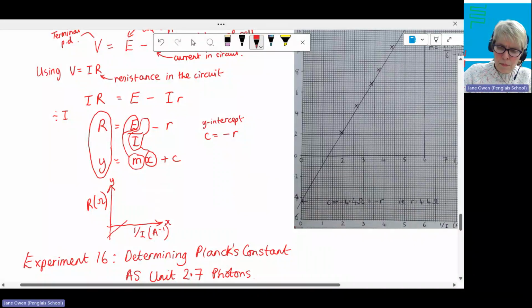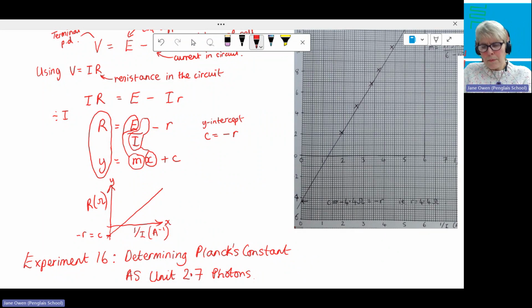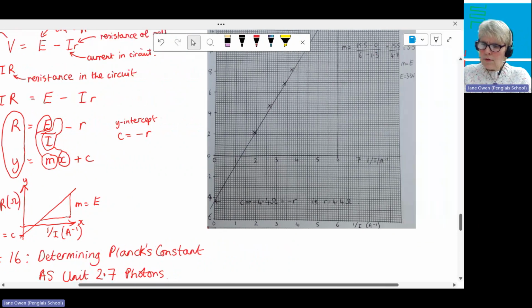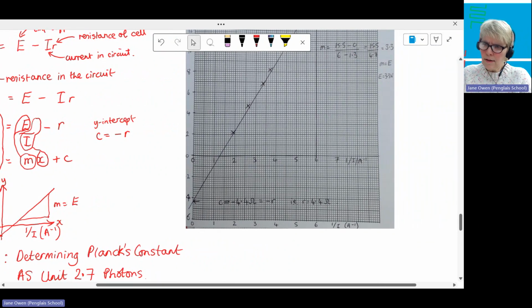So you expect it to be like this, where minus C here is equal to -r. If it's a negative number, for example, -1 equals -r, so r equals 1. And then the gradient of that line would be equal to the EMF of the cell. Okay, so let's have a look at this graph here.